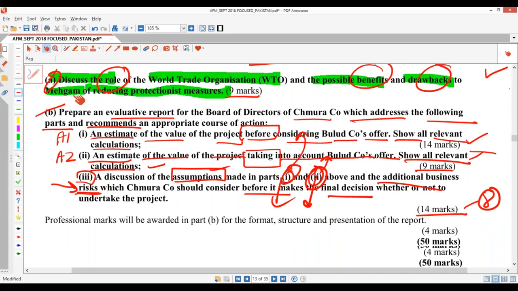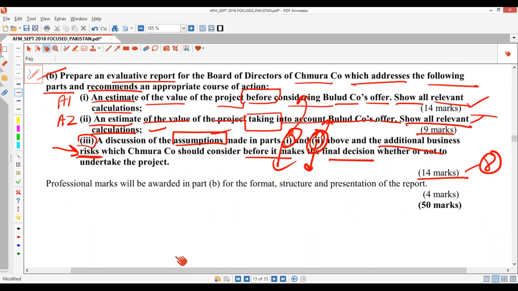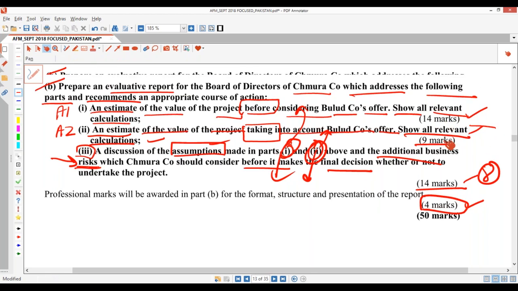Now, professional marks will be awarded, 4 marks over here. I think you know how to get 4 marks. Yesterday we spoke about how to earn at least 3 marks. If you discipline yourself to get that 4 marks, you write nicely, you have a lot of headers. We'll emphasize this again just in case some of you missed that part.